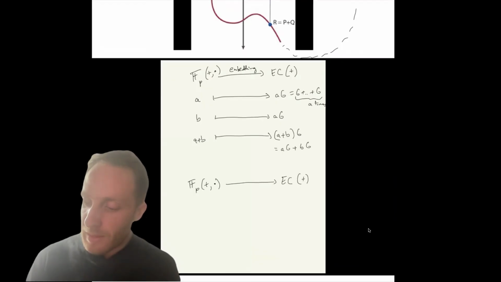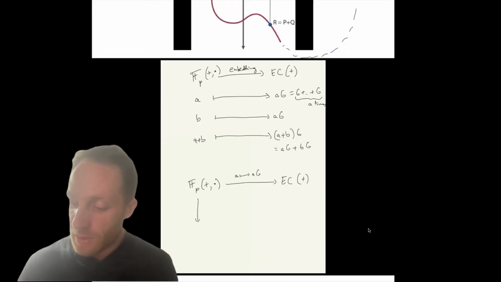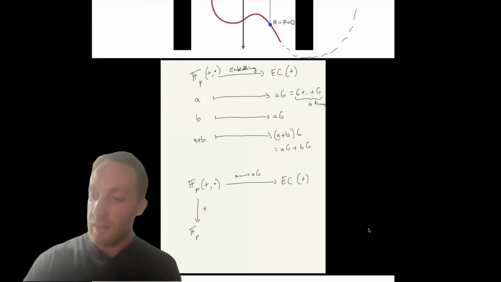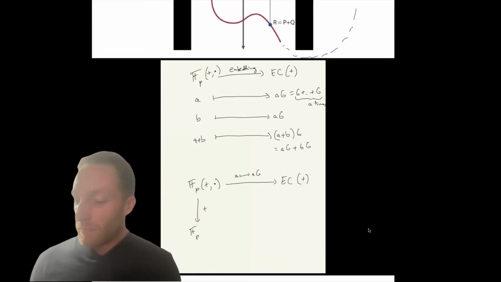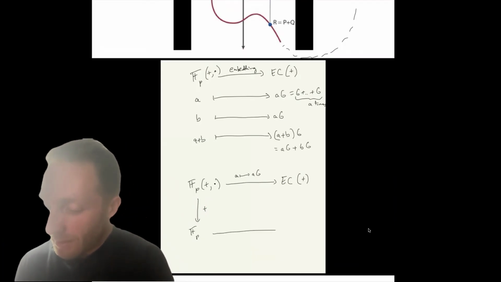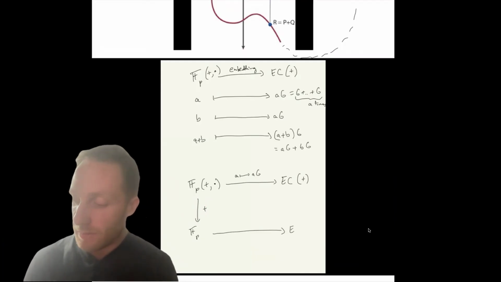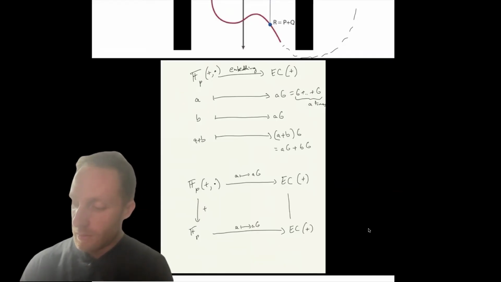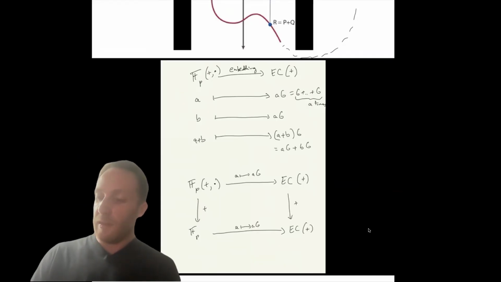here with the mapping being just A goes to AG. So this mapping here, and we have a mapping here, which is the plus, which stays in FP. We draw it like this, but we mean that this plus takes two elements from FP and maps them together to another element. And then here we have the same embedding, because we're still in FP, we still have the same mapping down here. And interestingly enough, we also have an addition here on the elliptic curve.